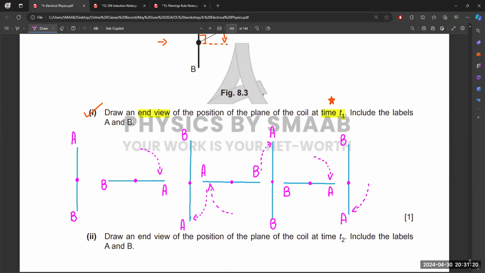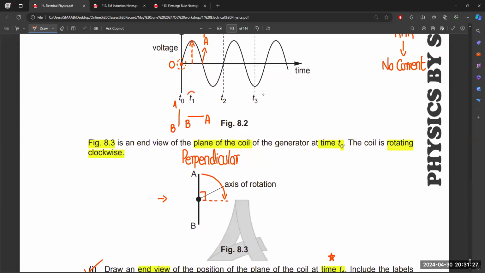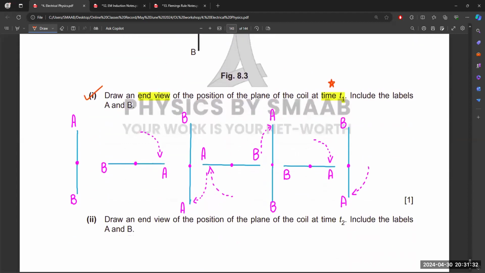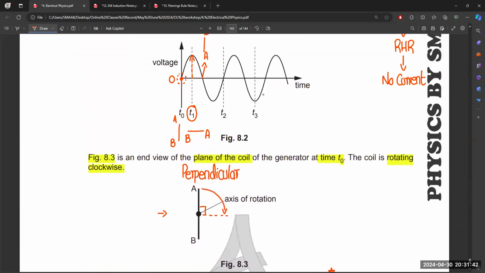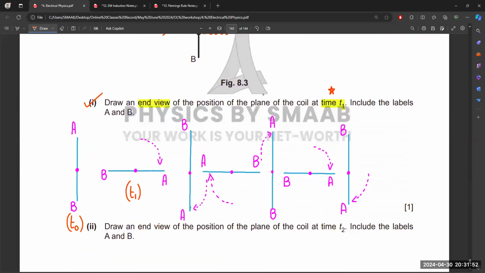Now, according to the question, which position is the answer for the first part? They are asking about T1. At T1, we have maximum voltage. So this is time T naught. This is time T1. And then we have this point, again perpendicular, again horizontal, again perpendicular.